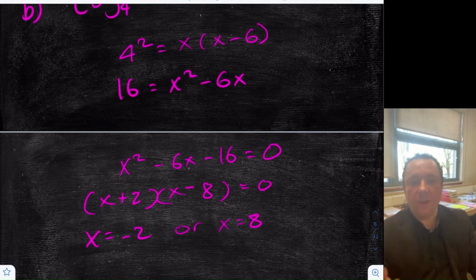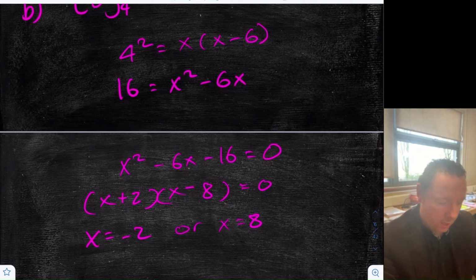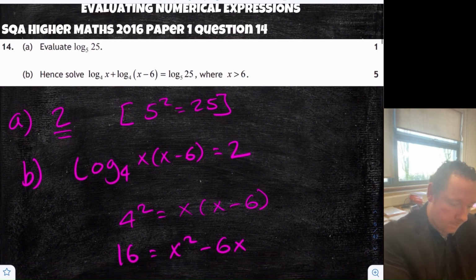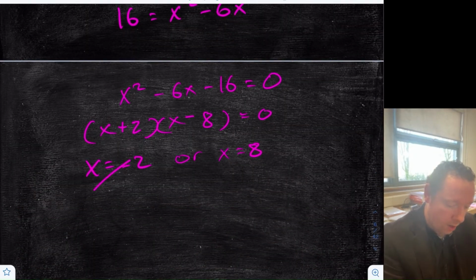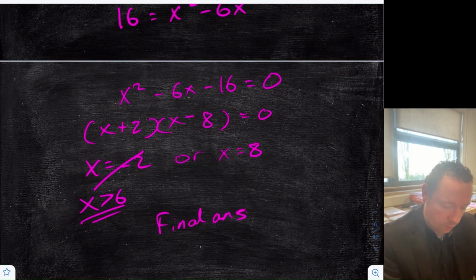But x equal to minus 2 is not a valid answer because the log of 0 or anything negative is undefined. So x has to be greater than 6. So we can just score that out and say that x has to be greater than 6. So our final answer is x equal to 8.